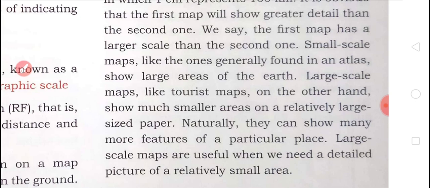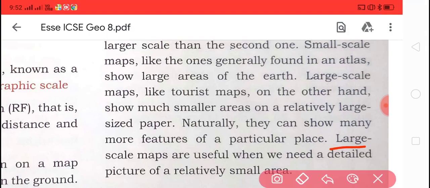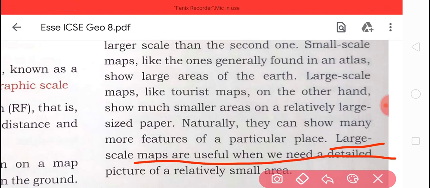Large scale maps are useful when we need a detailed picture of a relatively small area.